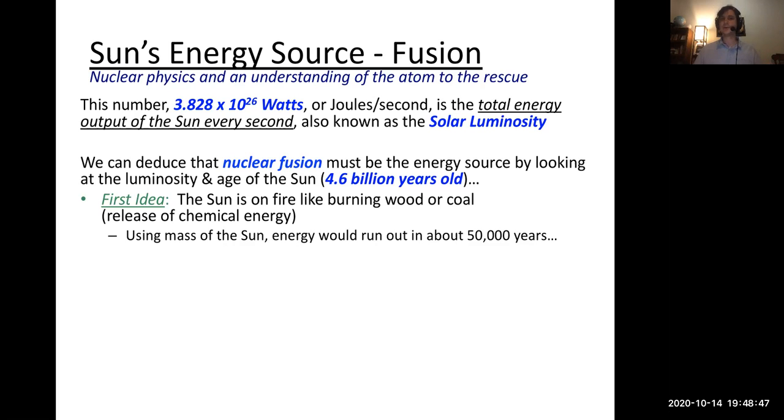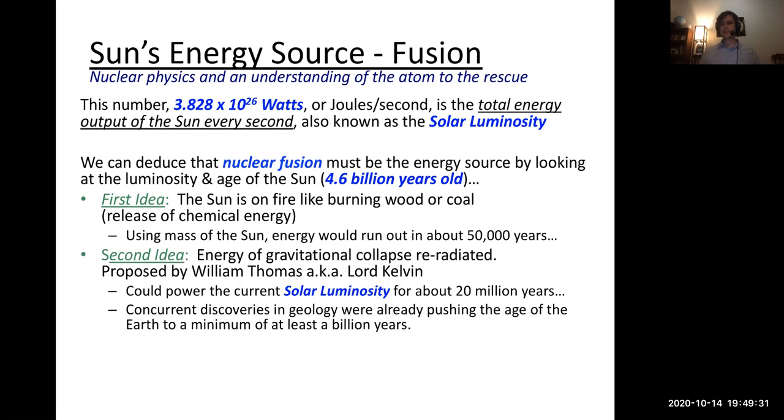The sun would burn with the current solar luminosity for about 50,000 years. So if you wanted to power the solar luminosity by combustion, given the mass of the sun, you'd only have a solar lifetime of 50,000 years. We know the age of the solar system, we know when the sun became a star. That was 4.6 billion years ago. Clearly, the release of chemical energy that can power the solar luminosity for only 50,000 years can't be the answer. That's not even close to maintaining the solar luminosity for 4.6 billion years and another 5 billion years into the future.